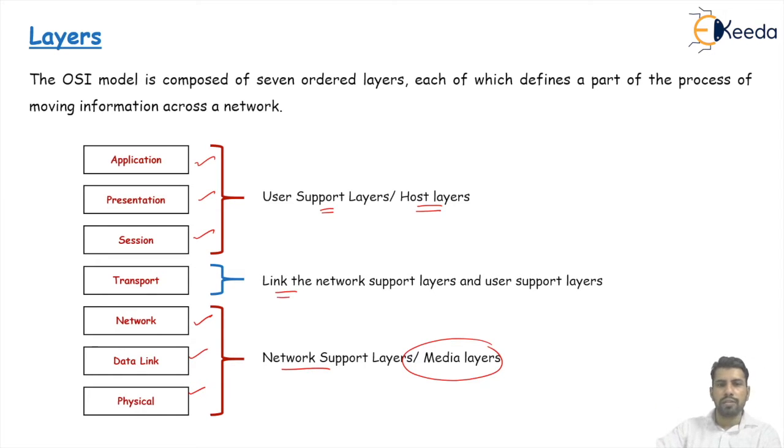The transport layer is the middle part between the above 3 layers and the below 3 layers. It links both groups, the media layer group as well as the host layer group, and provides services from the lower group to the upper group, takes data from the upper group and provides it to the lower group, and passes this data to the physical medium, and the communication is possible.